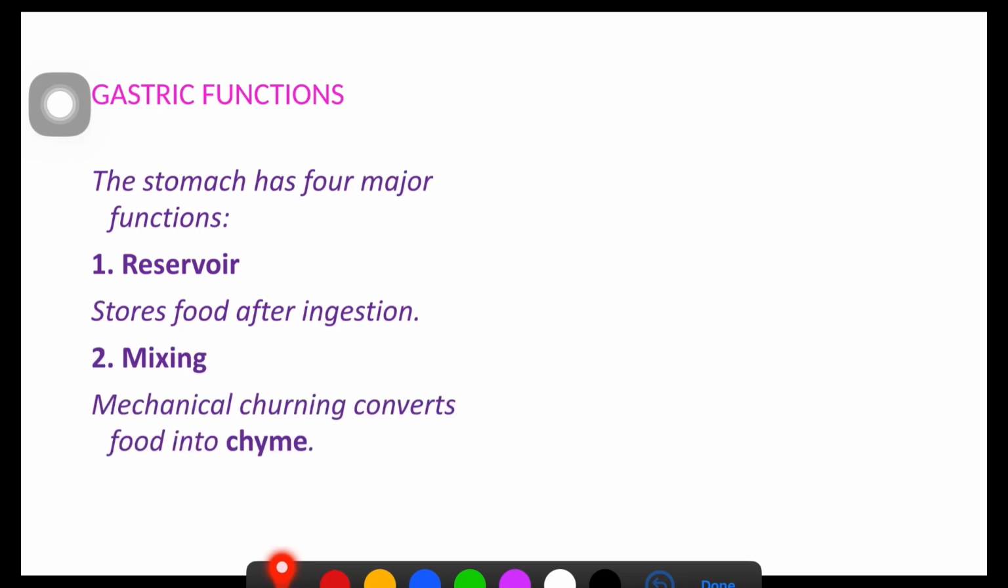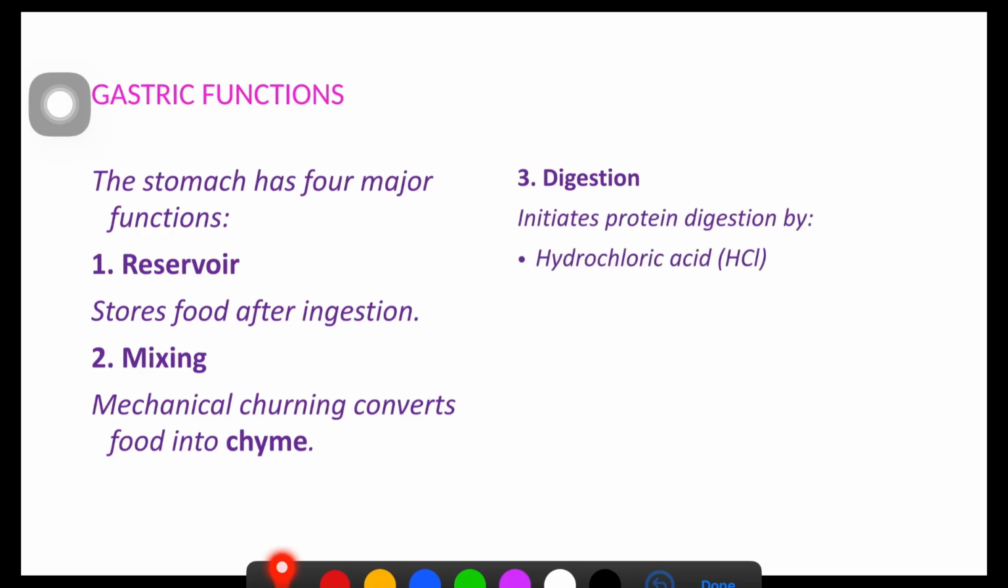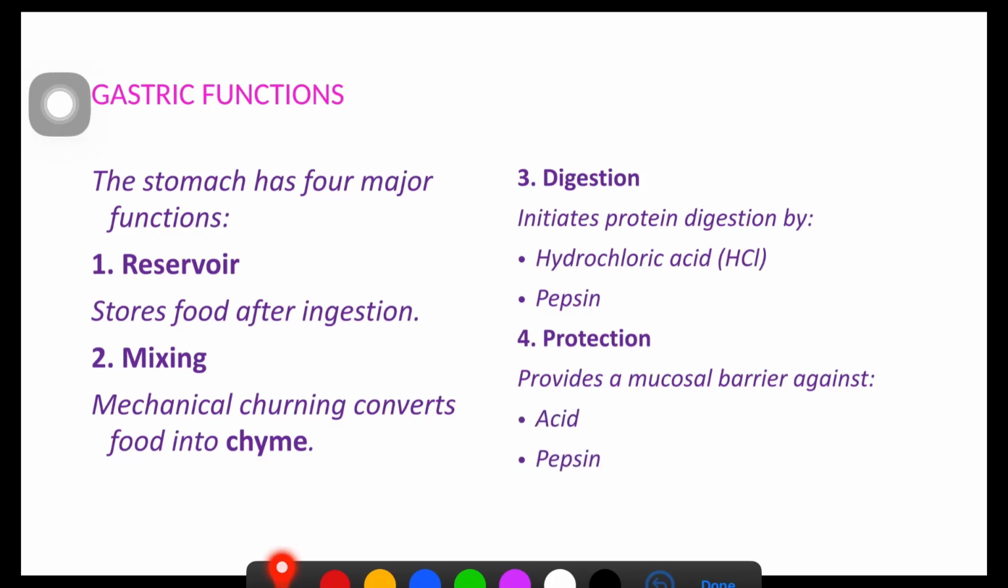Now first of all, what is the gastric function? There are four major functions. First is reservoir, which stores food after ingestion. Second is mixing, so mechanical churning converts food into chyme. Third is digestion with the help of HCl and pepsin, and fourth is protection, with the help of the mucosal barrier against acid, pepsin, and microorganisms.